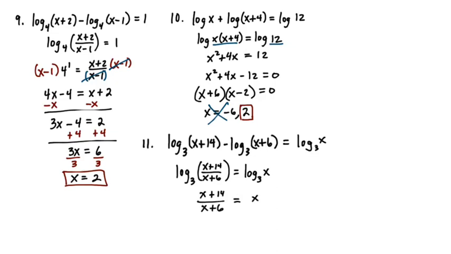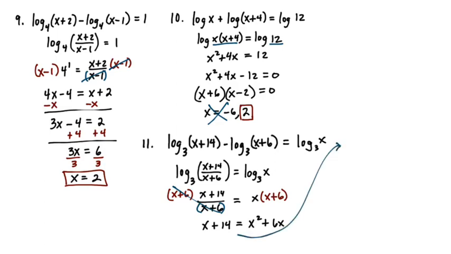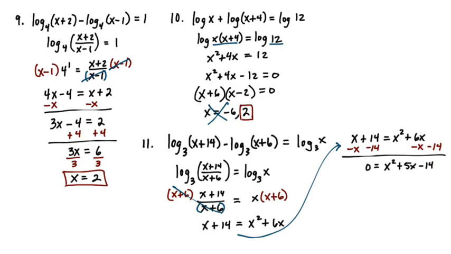So we're going to have (x plus 14) over (x plus 6) is equal to x. I need to clear the fractions, so I'll multiply each side by x plus 6. On the left, we end up with x plus 14. On the right, when we distribute, we get x squared plus 6x. I'm going to go ahead and move this up here so we have a little more room to work with. Now again, this is a quadratic equation, so we're going to want to get 0 on one side, everything else on the other. So I'm going to subtract x on both sides and also subtract 14. We end up with 0 equals x squared plus 5x minus 14.